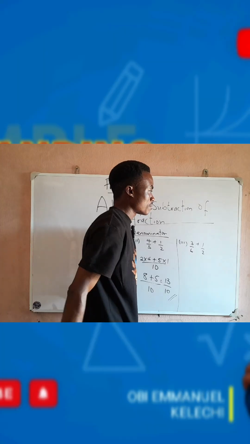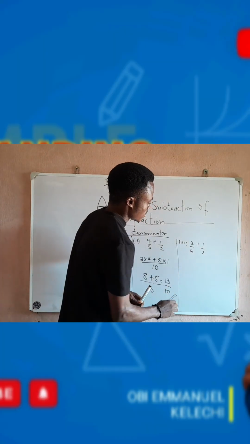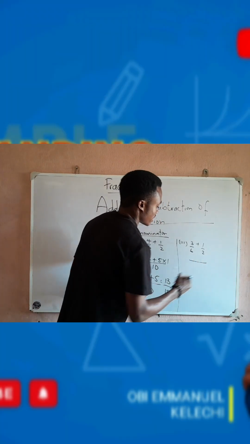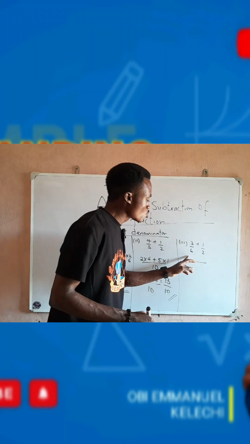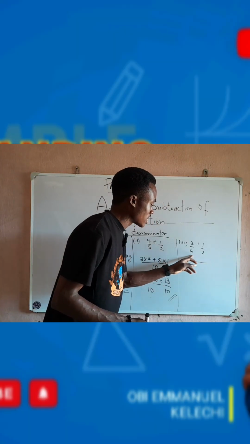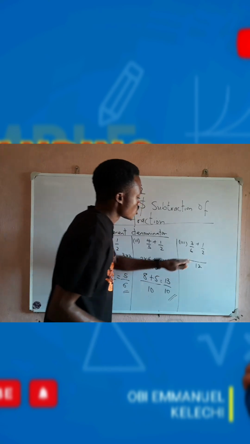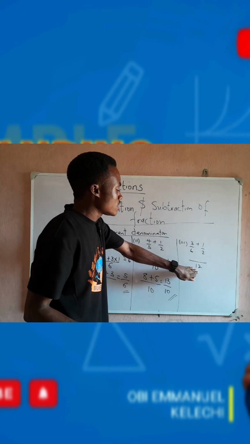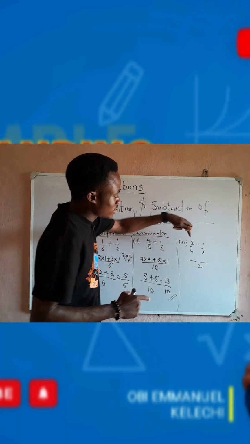So let's do the third example. We have 3 over 6 plus 1 over 2. Just like I said, to find the common denominator, you multiply the two denominators, the two numbers that are down, which is 6 multiplied by 2 is 12. You write 12. So how many 6 can you see in 12? It is 2 times.